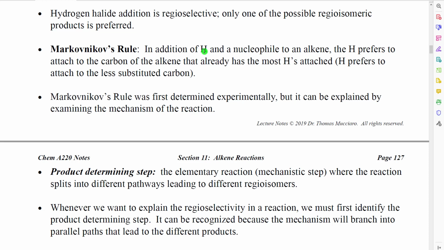Markovnikov's rule can basically be summarized as such. If we add a hydrogen and a nucleophile to an alkene, the hydrogen will prefer to attach to the carbon of the alkene that already has the most hydrogens attached. Or we could say hydrogen prefers to attach to the less substituted carbon, which has more hydrogens and fewer carbon groups. This rule was initially determined experimentally. It was an empirical rule. However, now that we understand reaction mechanisms, we can explain it by looking at the possible ways that the mechanism can occur.